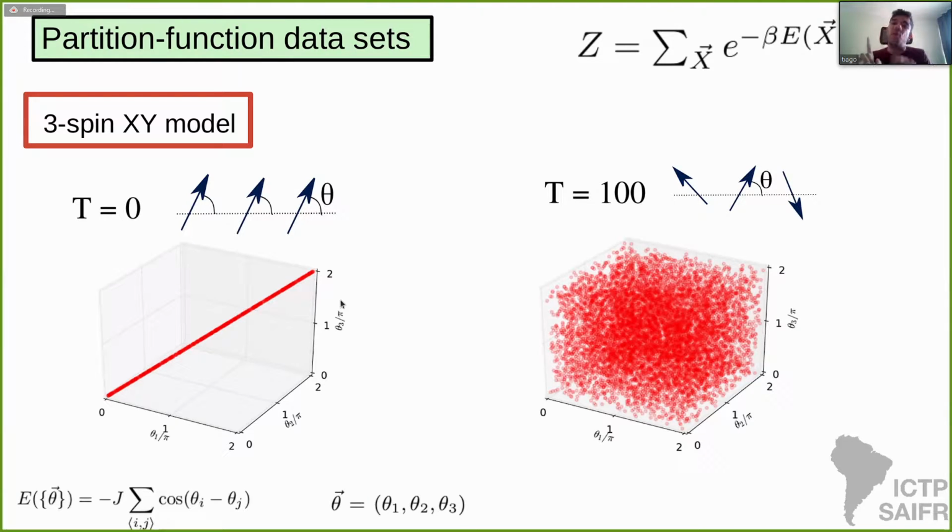Because my system is ordered, so it's a ferromagnetic order. Instead, at high temperature, I need the 3 angles to describe my system. So the intrinsic dimension is equal to 2. Of course, this is just a hand wave. It's just an intuition, to give an intuition.